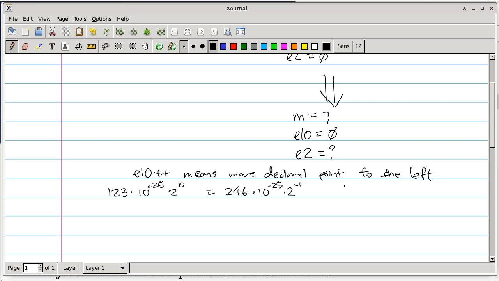All right? So I can do this again, right? I can multiply everything by 2 again. So I can say, well, what about this? 492 times 10 to the power of negative 25 times 2 to the power of negative 2. Would that work? Yes? All right. So how far can I go? In other words, how much can I multiply the mantissa by 2 until I go, hold on a second here, can't do it anymore. What do you think?